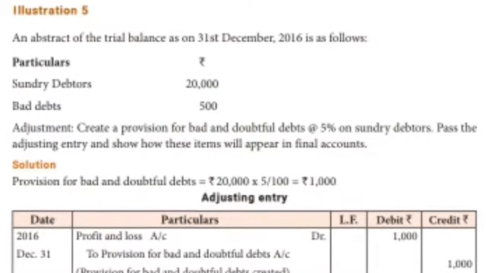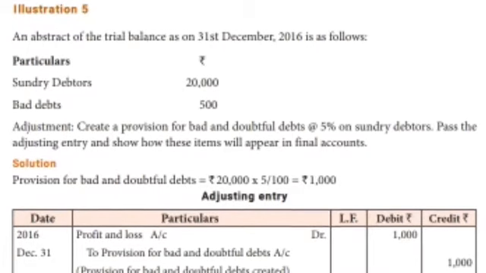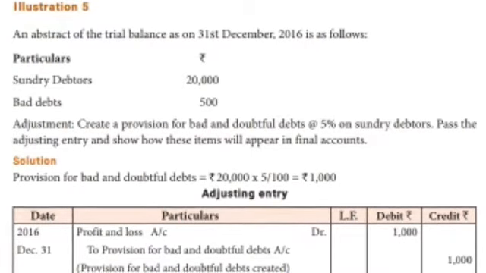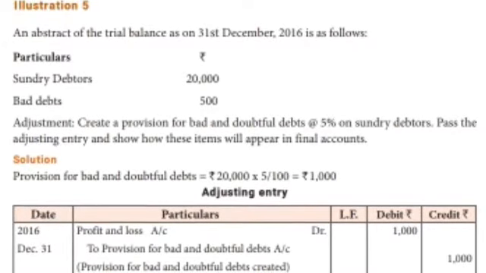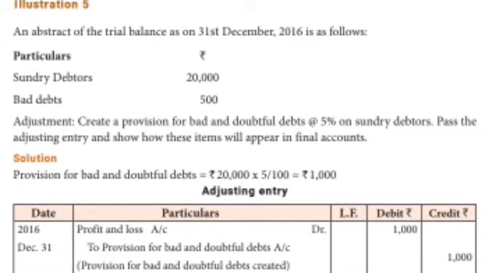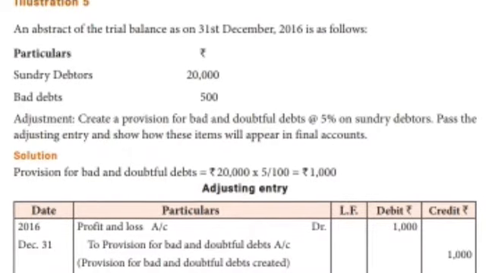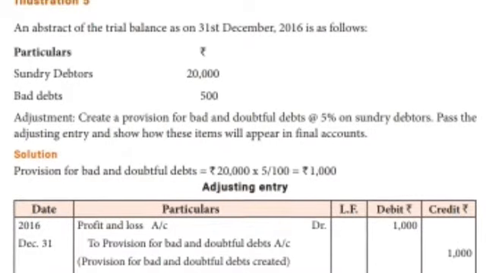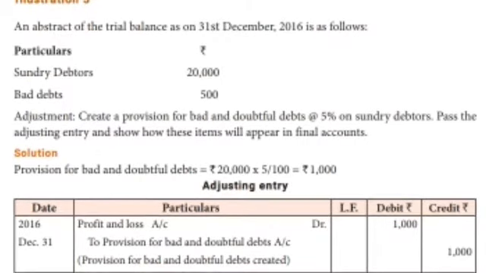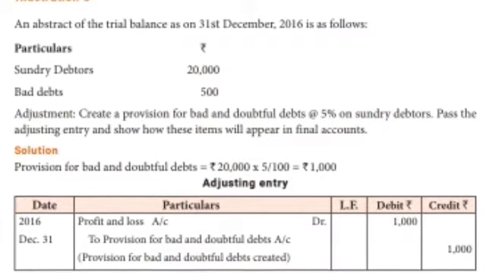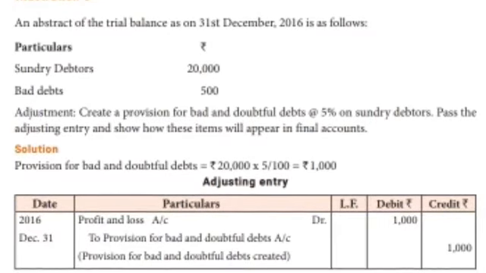Adjustment: create a provision for bad and doubtful debts at 5% on sundry debtors. Pass the adjusting entries and show how these items will appear in the final accounts. See the solution on page number 292. Provision for bad and doubtful debts: if the adjustment is given as 5% or 3% on the sundry debtors, you have to calculate it through the sundry debtors account.